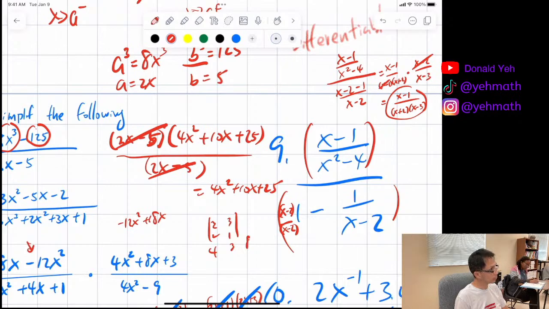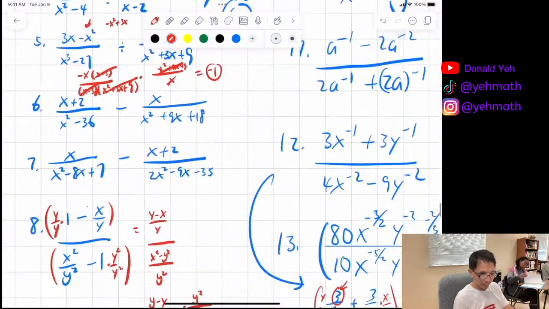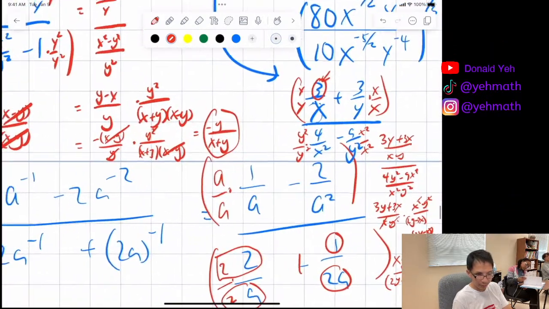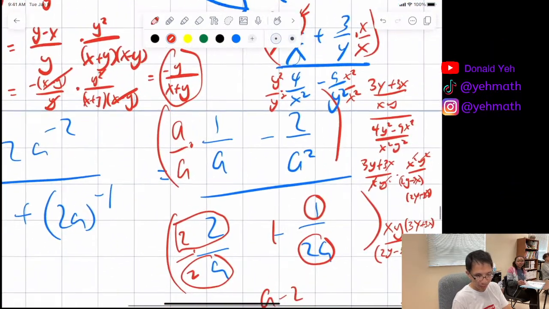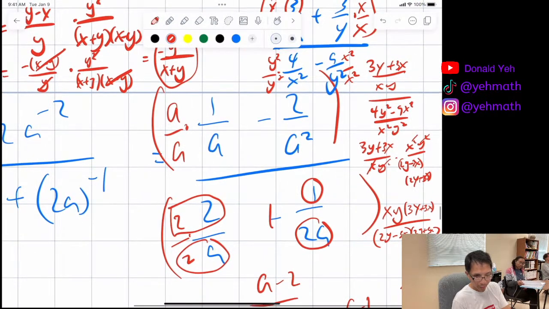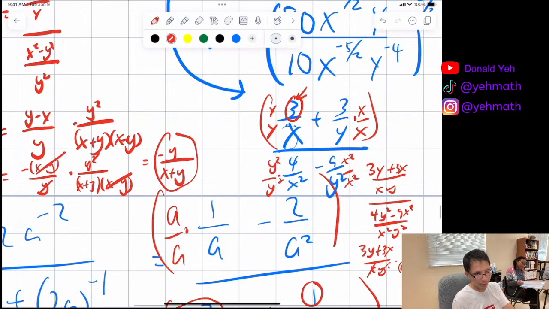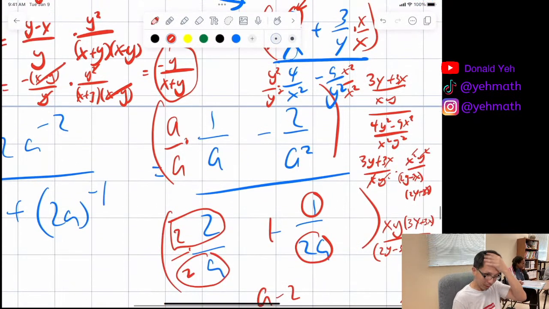Could you just read number 12? Number 12 is a bad question, but the answer should be xy over 3y plus 3x, over 2y minus 3x, 2y plus 3x. Because the numerator is supposed to cancel out. If I wrote it out correctly, that's 2, it would have been canceled out, but this is not. It was 3y plus 3x.